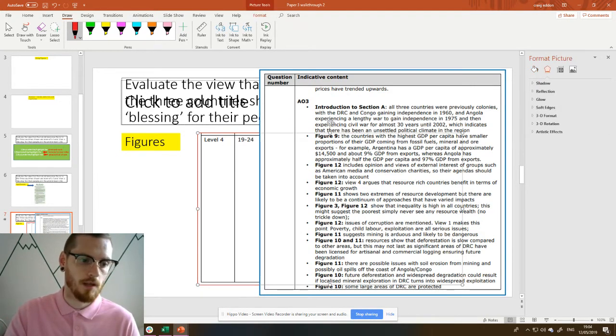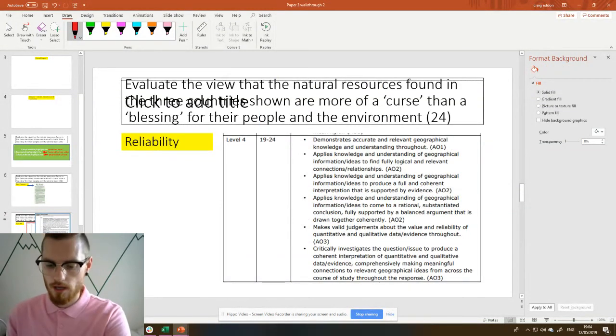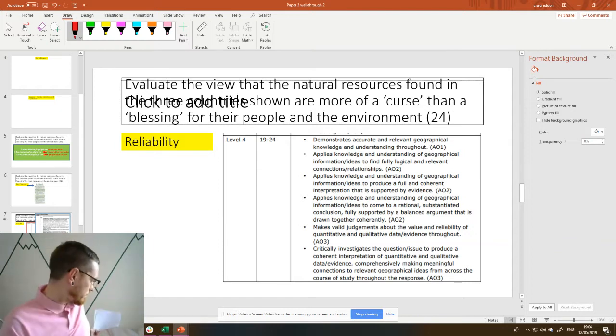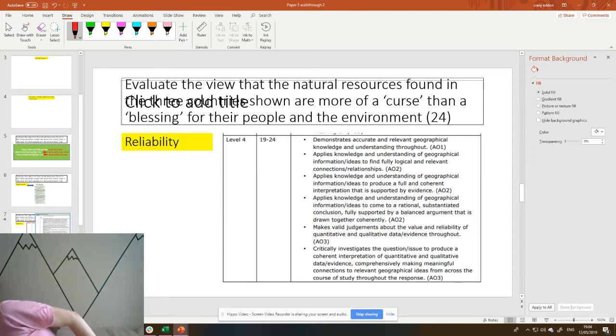Okay. Last one on looking at some answers as models, which is the next bit here.